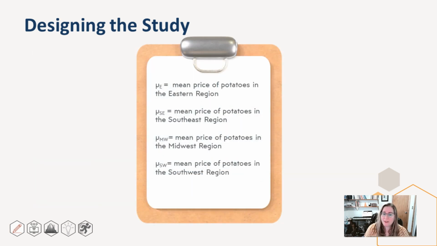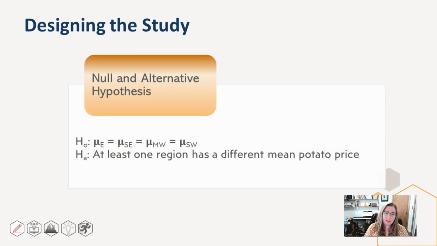To determine if there's a difference in the price of potatoes across the United States, mu for each region would equal the mean price of potatoes per pound in that region. To test our hypothesis, the null hypothesis stated each of the regions would be equal to one another. The alternate hypothesis stated that at least one region would have a different mean potato price.